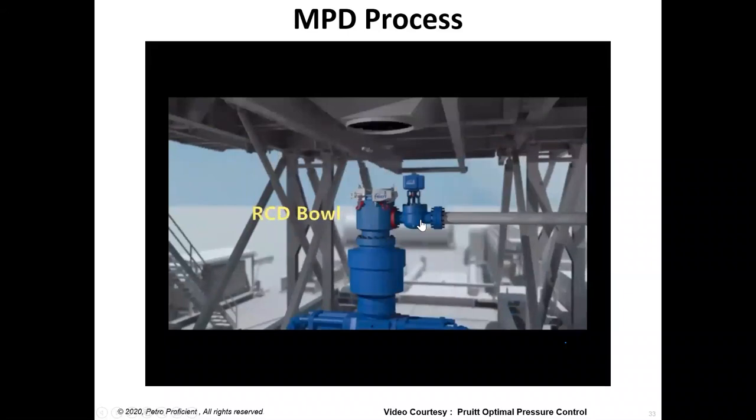Now, the next thing you do is you connect your flow line, and these are hydraulically operated valves. Why? Because if you need to shut down the flow line for any reason, then you do it remotely, not by going up here, but through hydraulic lines.